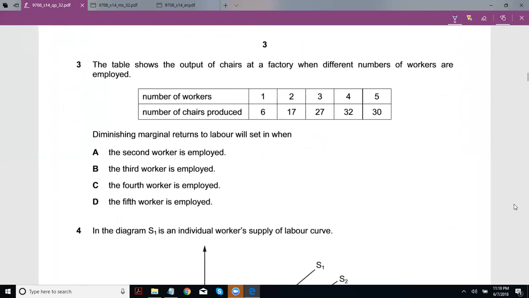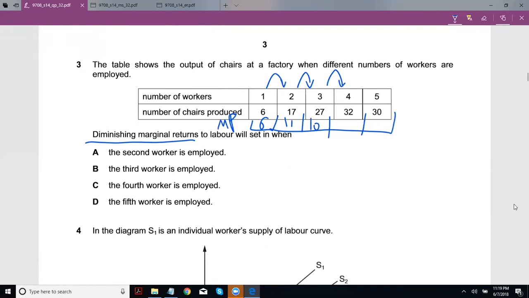The table shows the output of chairs at a factory when different numbers of workers are employed. Diminishing marginal returns to labor will set in when? Okay, the intervals for the number of workers are all one, so we go from 1 to 2, 2 to 3, and so on. Looking at marginal product, the first worker produces 6, the second worker produces the difference between 17 and 6, which is 11.